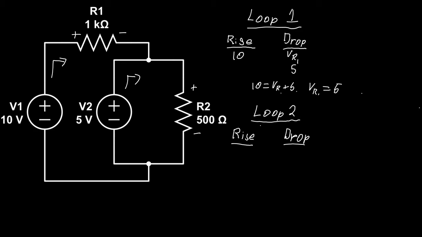For loop 2, let's start here. Moving clockwise, we go through V2 from negative to positive, so now it's considered a voltage rise of 5 volts. Then we go through R2 from positive to negative, so that's a drop of VR2 volts. So we have VR2 is equal to 5 volts.